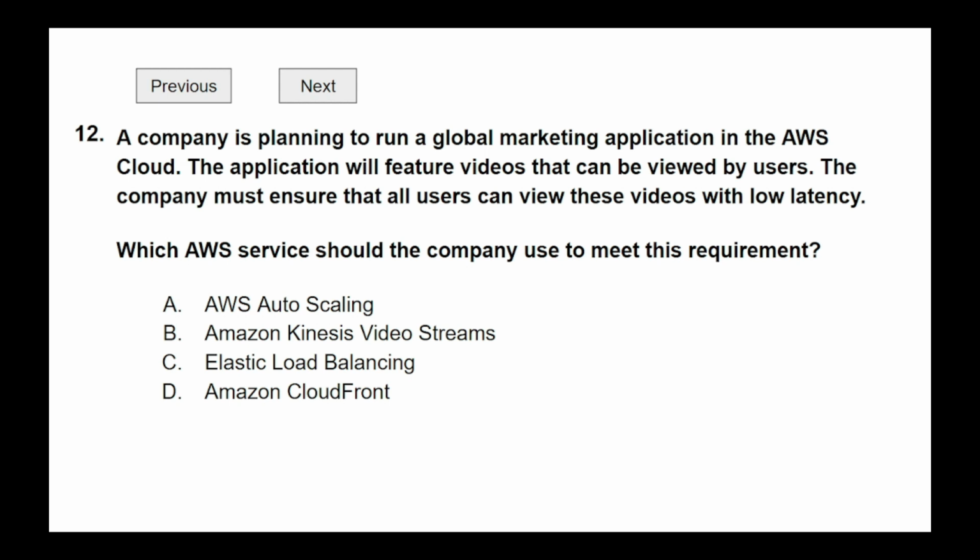Option A, AWS Auto Scaling. Option B, Amazon Kinesis Video Streams. Option C, Elastic Load Balancing. Option D, Amazon CloudFront. AWS Auto Scaling means we add resources on demand.